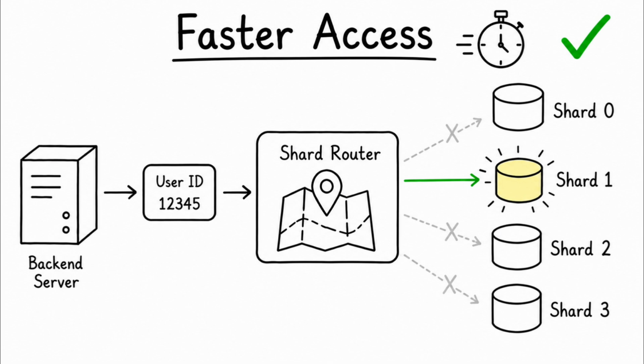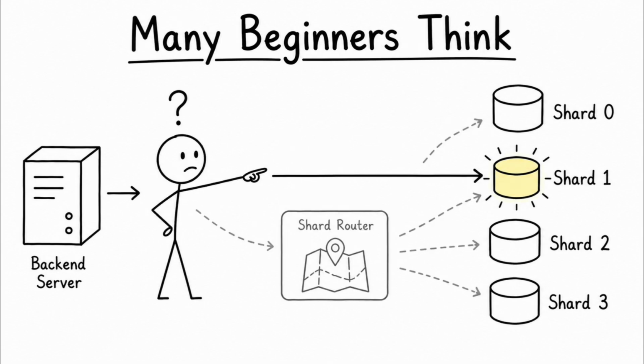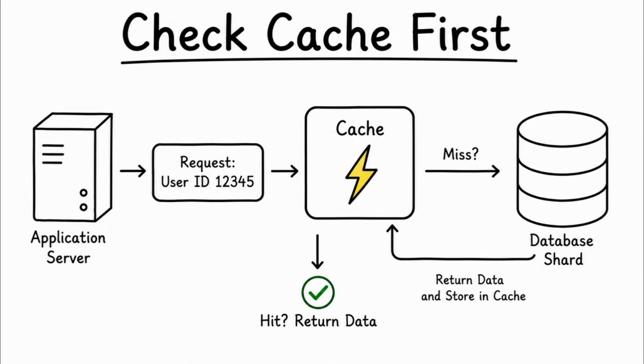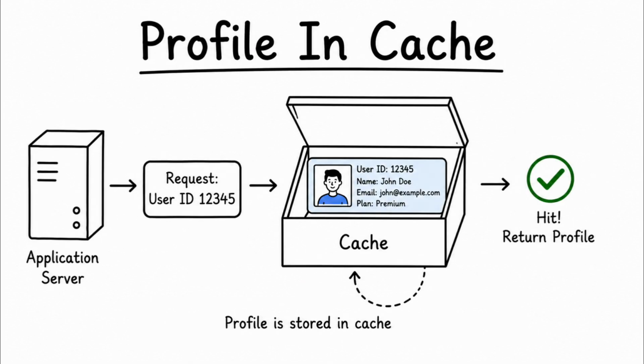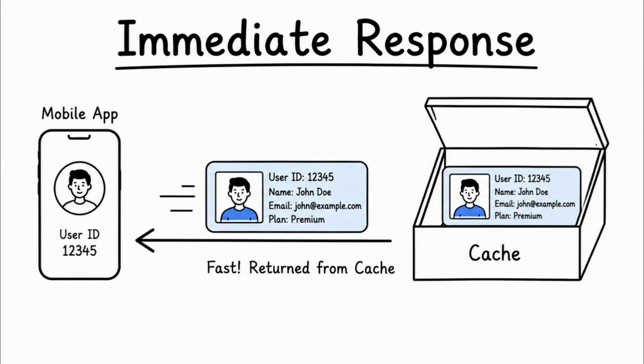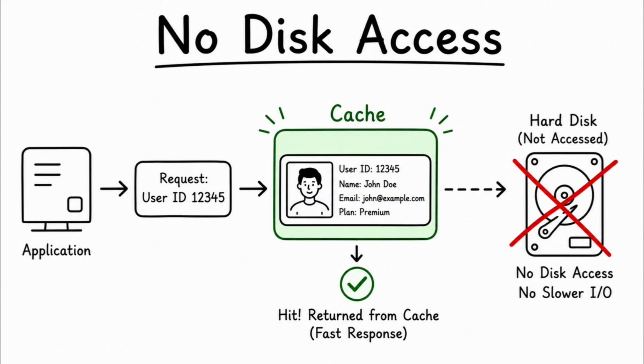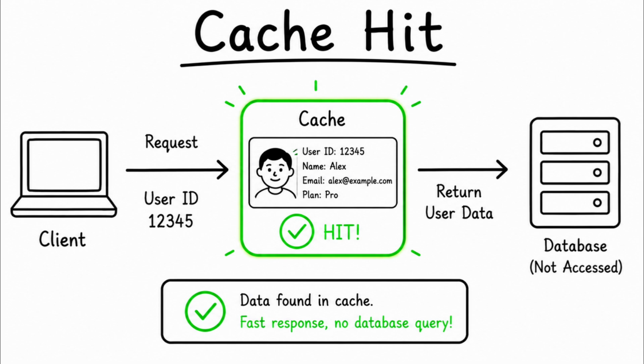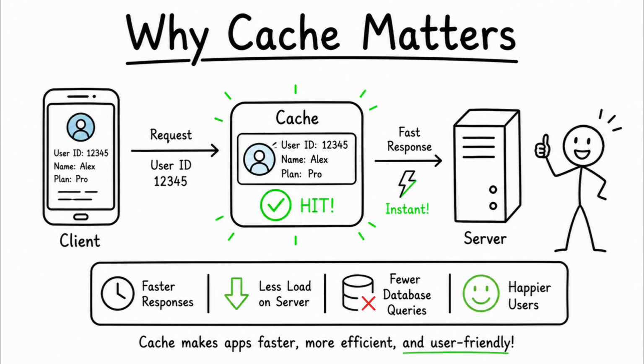Step 5. Before touching the database. Now many beginners think the system immediately queries the database. Not necessarily. Because databases are expensive. Even though they are fast, cache is usually faster. So before touching the database, the system checks cache. If the profile data already exists inside cache, the request can be completed immediately. No database query required, no disk access required. Response returns almost instantly. This situation is called a cache hit. And this is exactly why caching is such a powerful concept in backend engineering.